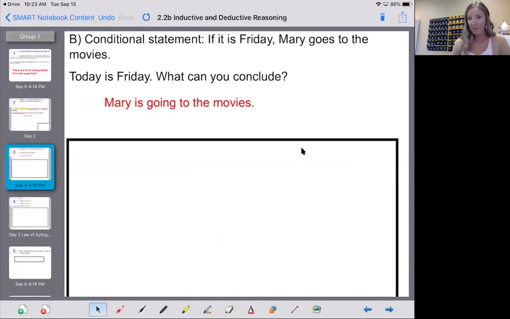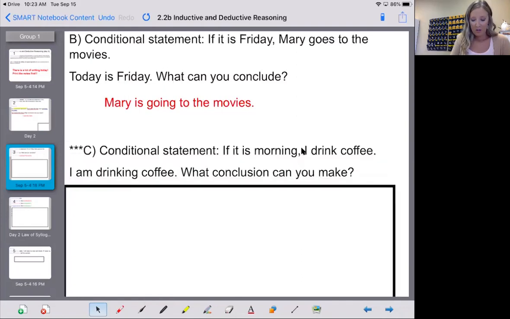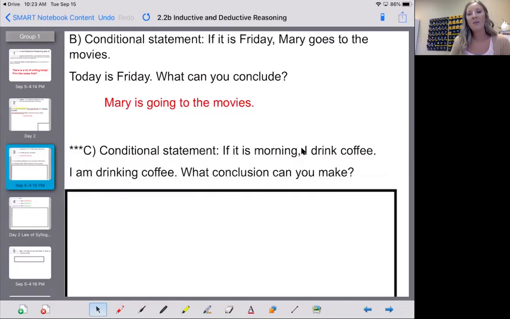All right, now this one's a trick. I'm just going to tell you up front. The conditional statement says, if it is morning, then I will drink coffee. I am drinking coffee. What conclusion can you make? Now, everyone wants to say, then it must be morning. But can you drink coffee in the afternoon? Well, sure. Can you drink it at night? Sure. So just because they are drinking coffee doesn't mean it must be morning.